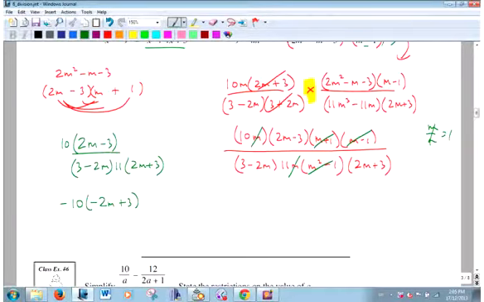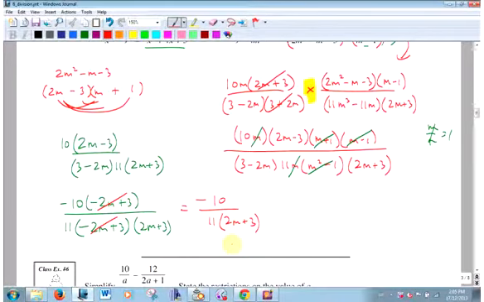Okay? Over, well, let's write it that way. -2m plus 3. Same as that. Let's put the 11 out front. And I got a 2m plus a 3 down there. So the last thing, I think, is that. And then I got -10 over 11, 2m plus 3. And that doesn't look like what I have in the book. You know why?